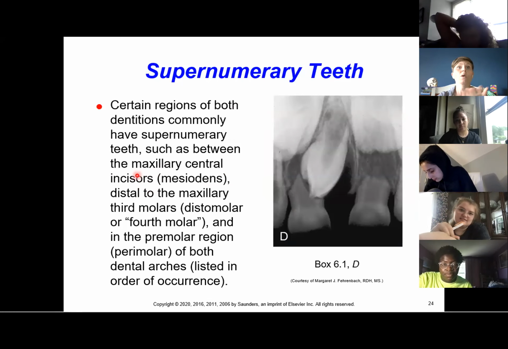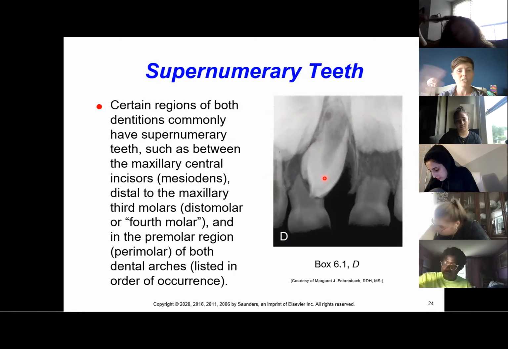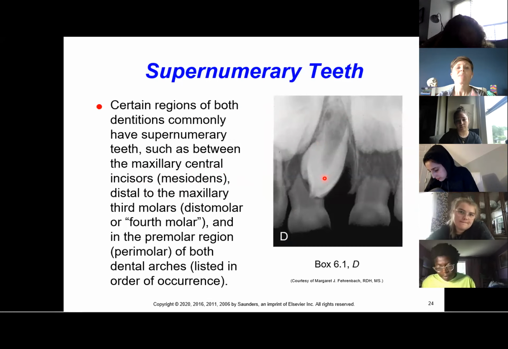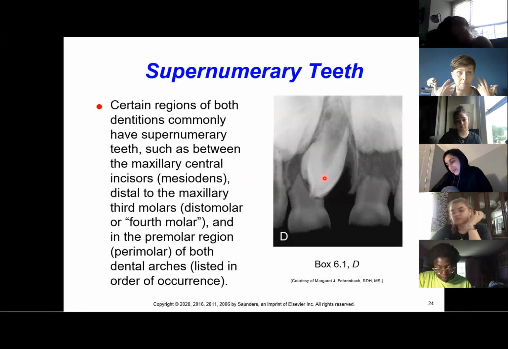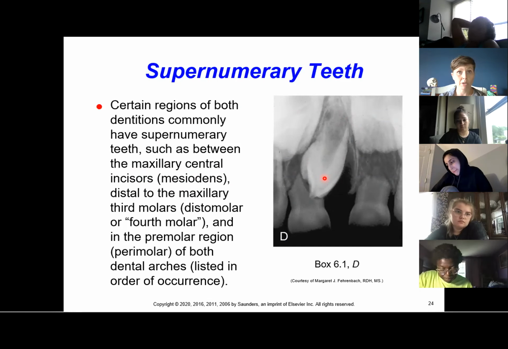So here you go. The maxillary central incisor is a mesiodens. Supernumerary is the big picture: extra teeth, right? The mesiodens is the one that's in between your central incisors. And then you have your fourth molar, which is an extra one in the third molar area with your wisdom teeth. And if you have an extra one in the premolar area, it's a perimolar. I've actually seen a patient who had premolars fully erupted in their mouth, and then they had a complete extra set down here, like a dang shark.